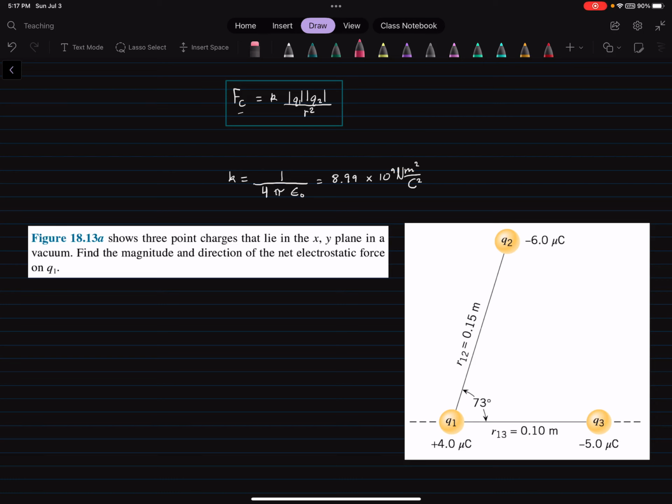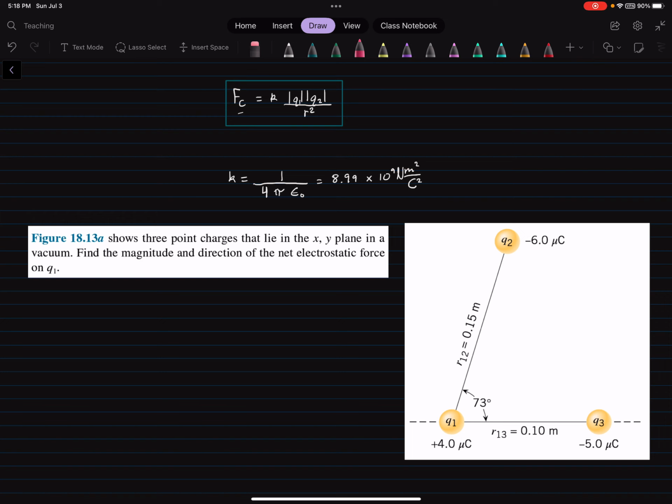Okay, so here's our example problem we're going to work through here. This figure to the right shows 3 point charges that lie in the xy plane in a vacuum. Find the magnitude and direction of the net electrostatic force on Q1.